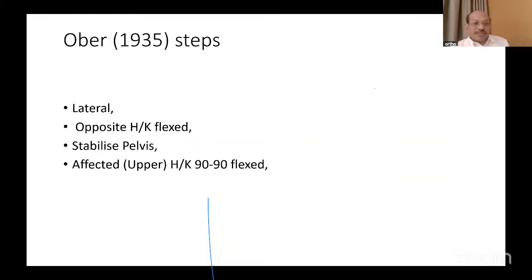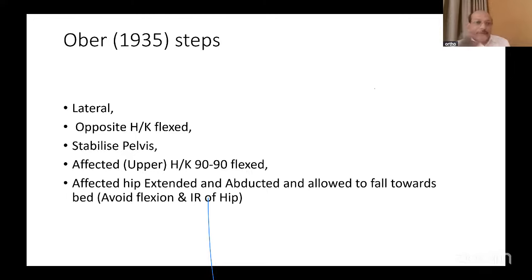We have to stabilize the pelvis. The affected, that is the upper limb, should be hip and knee flexed 90-90. The affected hip should be extended and abducted, so allowed to fall towards the bed. So this is very, very important. Avoid the flexion and the internal rotation of the hip.